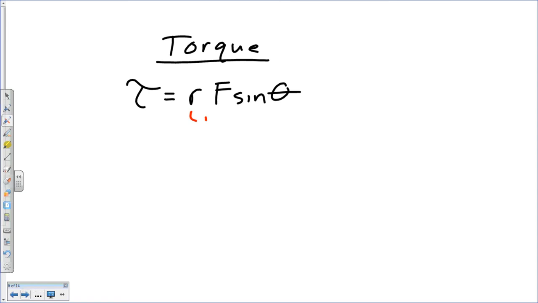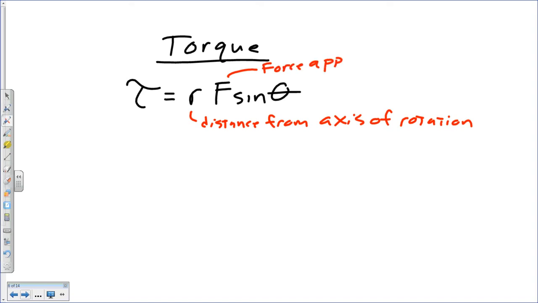Okay, torque. Torque is equal to R, which is the distance from the fulcrum, times the force applied, times the sine of the angle. R is the distance from the axis of rotation, and in a teeter-totter or seesaw problem, that would be the fulcrum. F is the force applied, and of course the sine of the angle.